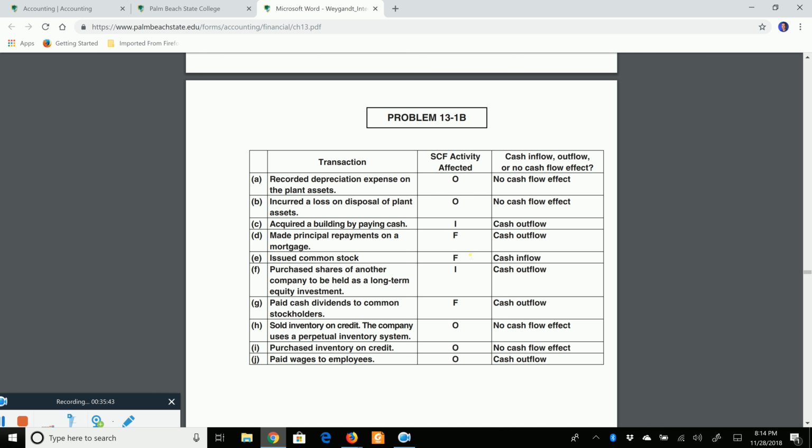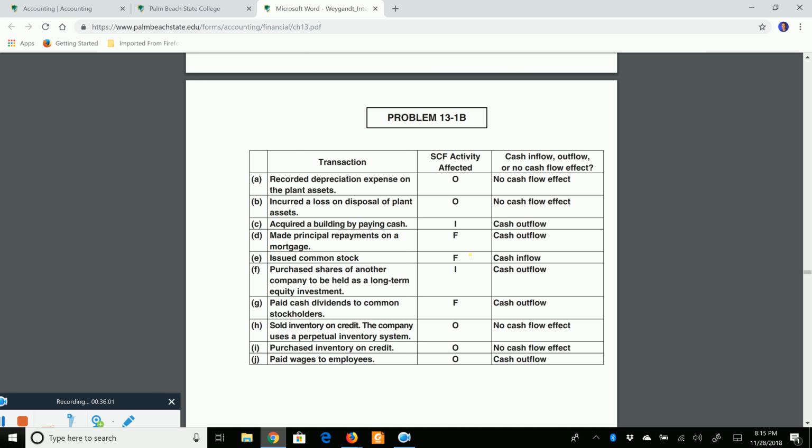Letter G, we paid cash dividends to stockholders. Dividends is a payout of retained earnings, which is an equity account. Equity accounts are affected in the financing activities. And because this is a payout, it is a cash outflow.